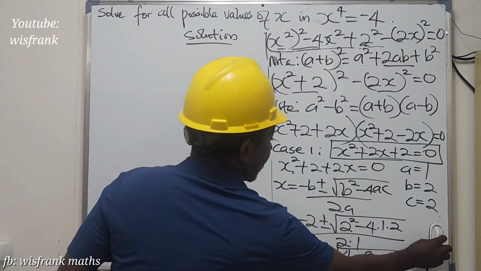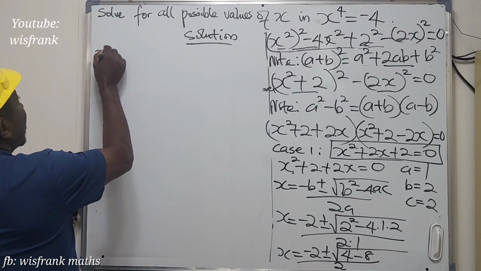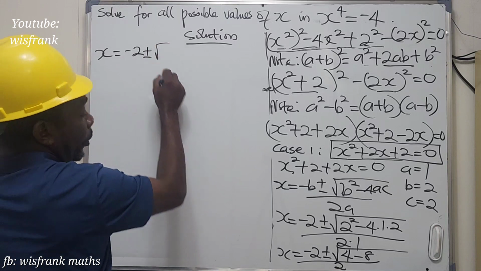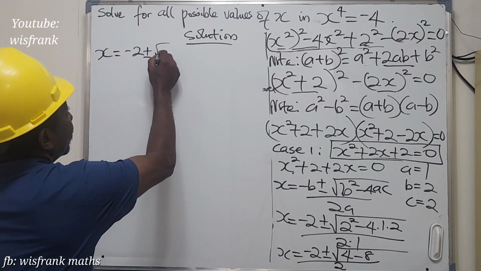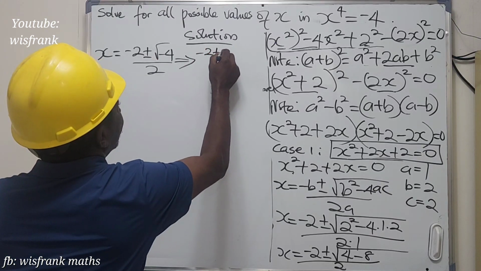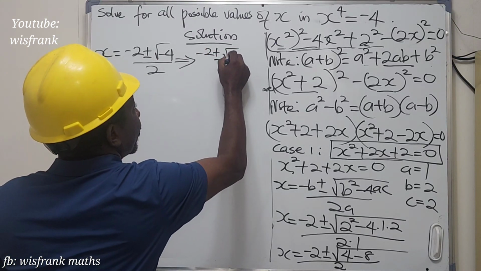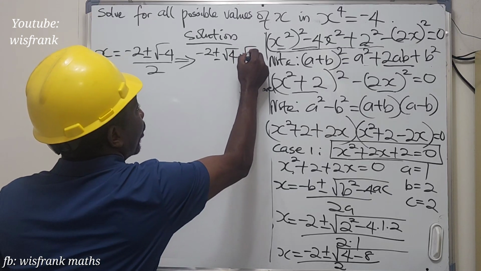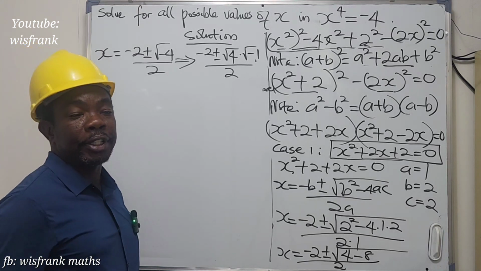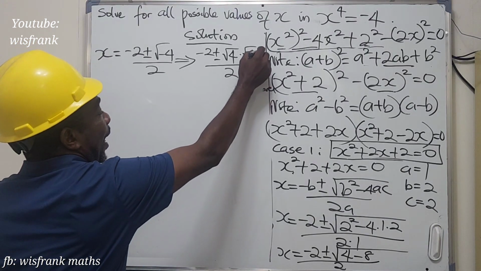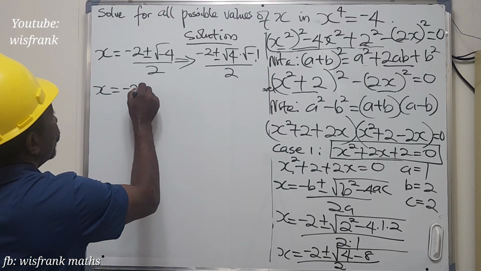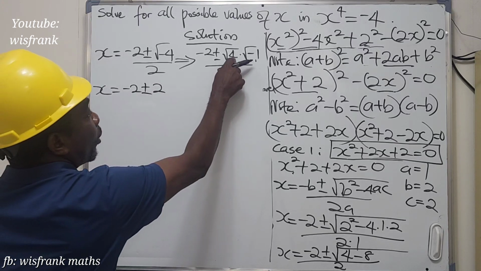So we clean this. We have our value of x equals minus 2 plus or minus the square root of 4 minus 8, which gives us minus 4, all over 2. This will become minus 2 plus or minus the square root of 4 times the square root of minus 1, all over 2. We all know that the square root of minus 1 is iota, which is i. So we are going to represent i as the square root of minus 1. This will become x equals minus 2 plus or minus 2, because the square root of 4 is 2.